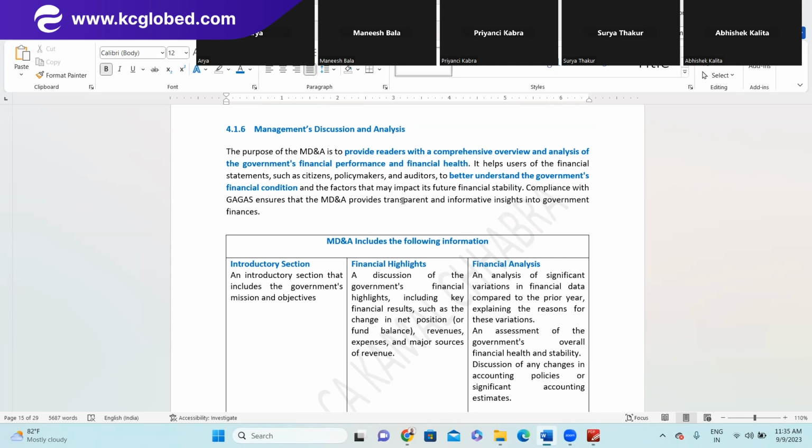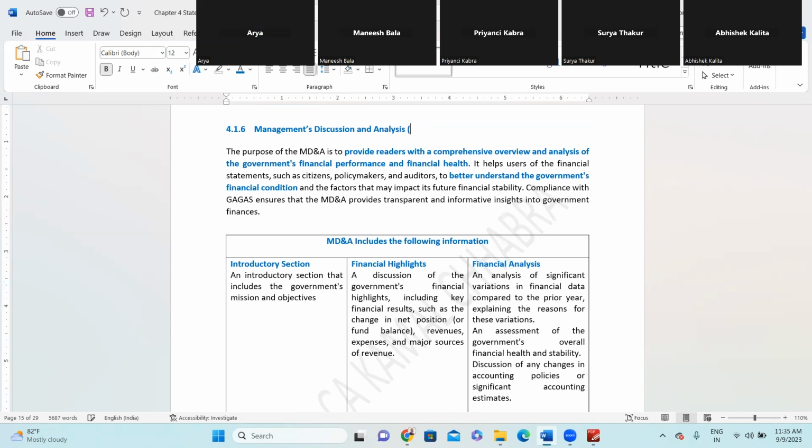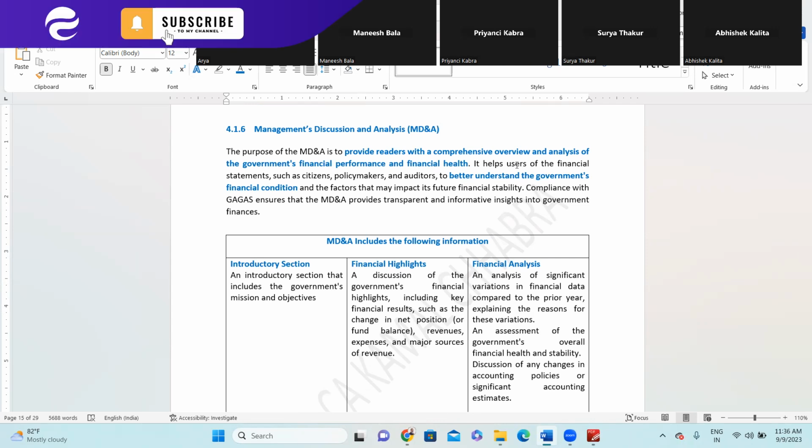So in short form, we call it MDA as well. So here you can say MD and A. Right? The purpose of MDA is to provide the reader with a comprehensive overview and analysis of the government's financial performance and financial health. It actually helps the user of the financial statement, such as a normal citizen, policymaker, auditor, or maybe any lender, or maybe any lease provider, to better understand the government's financial condition and the factors that may impact its future financial stability. Compliance with the GASB ensures that the MDA provides transparent and informative insight into the government's finances, right?